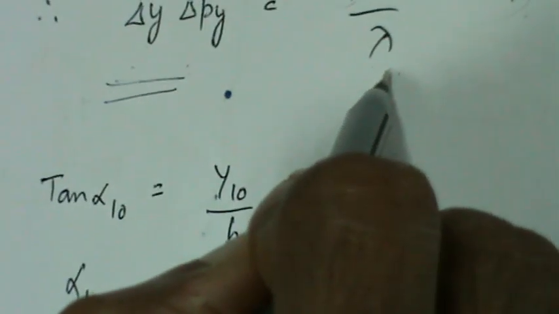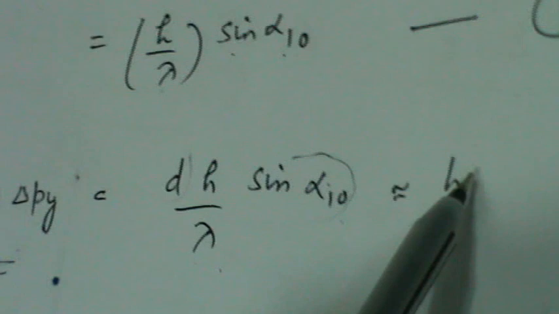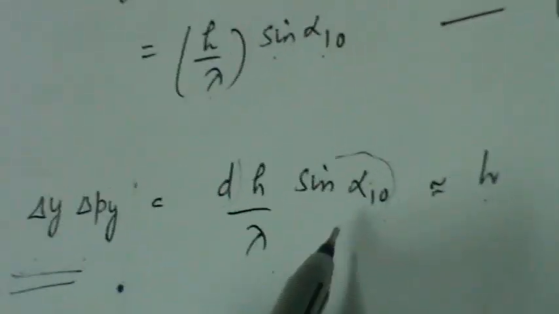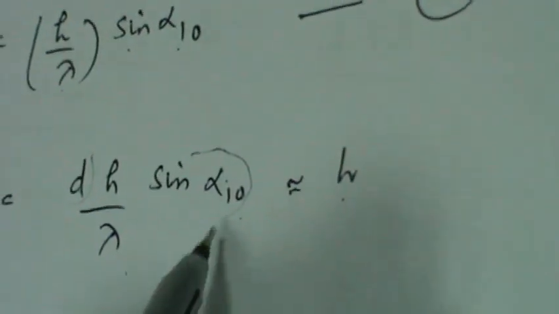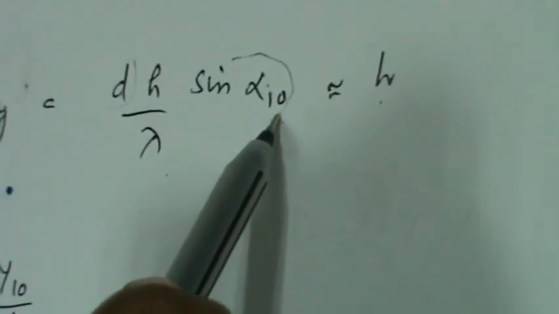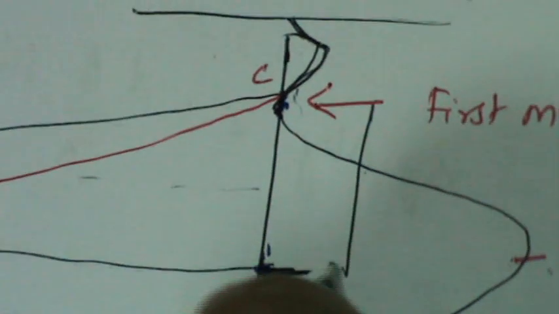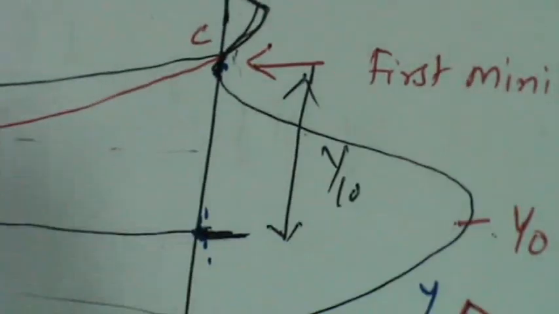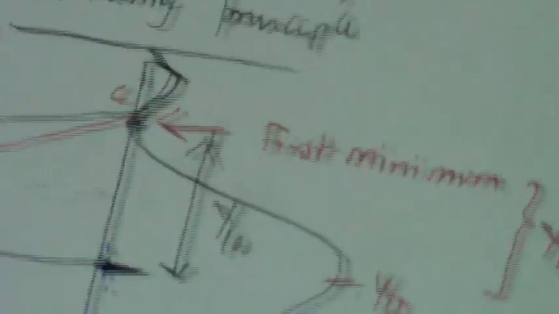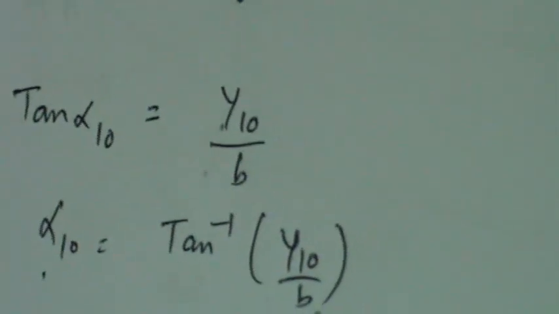So what we need to find out here is whether we can take this expression and find some way to get sin alpha 1 0, the way we did in part 1 of this experiment. This distance is represented with respect to the central maximum as y1 0. Tan alpha, this is the distance b as explained before. So tan alpha 1 0 equals y1 0 by b. Therefore alpha 1 0 is written as tan inverse of y1 0 by b.